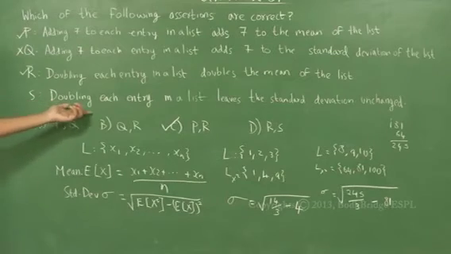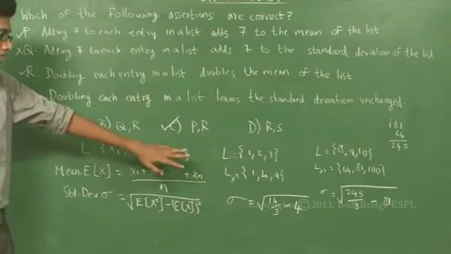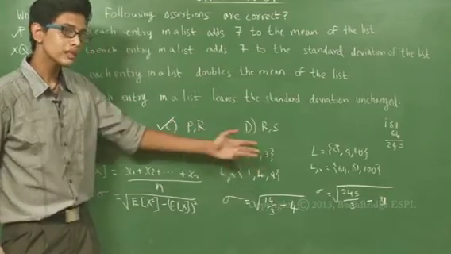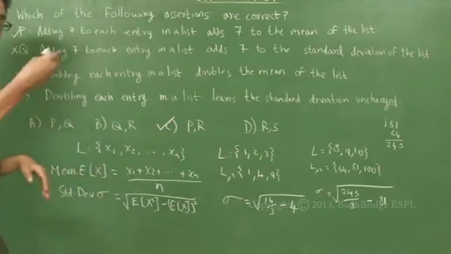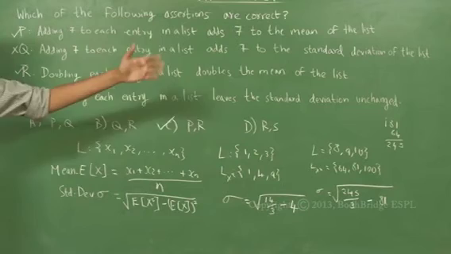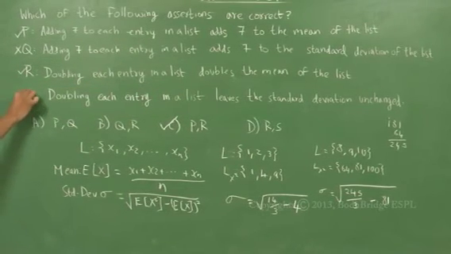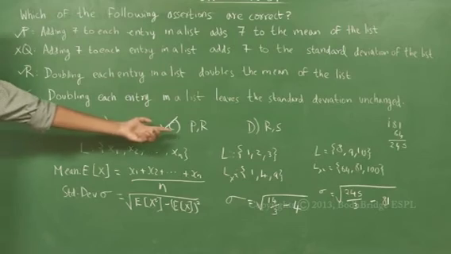Similarly, if you double each entry in the list, instead of 1, 2, 3, it will become 2, 4, 6. E of x squared will also increase exponentially, which means the standard deviation will definitely change. Therefore, assertion S is also not right. So option C, P, R is the right answer.